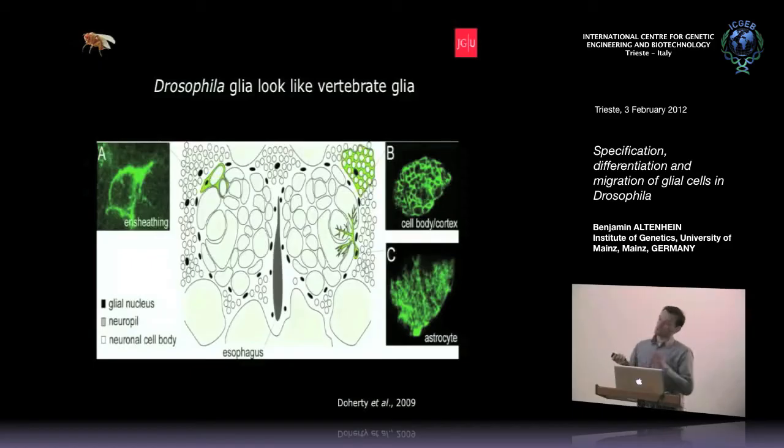And just for those who work with vertebrates, in fact, the fly glia are, by morphology, nearly indistinguishable from vertebrate glia, except for one major difference, and that is that fly glia don't myelinate. So in our brain, glia cells myelinate axons. So we have a very, very tight layer of glial sheath around axons, which is called the myelin sheath. And in the fly nervous system, we don't have myelin. Still, at least some of the glia wrap around axons. So basically, they fulfill the same function without producing myelin. And by morphology, they are hardly distinguishable from vertebrate counterparts.